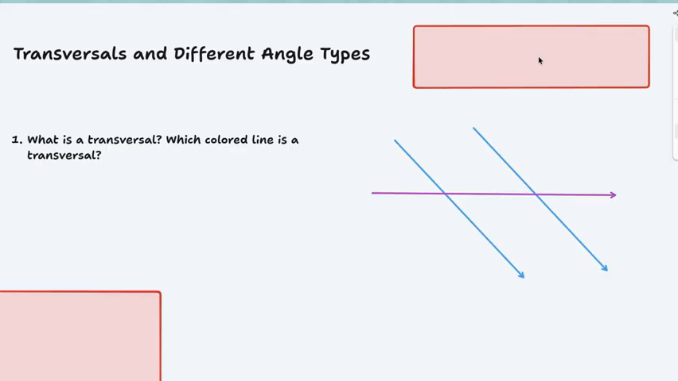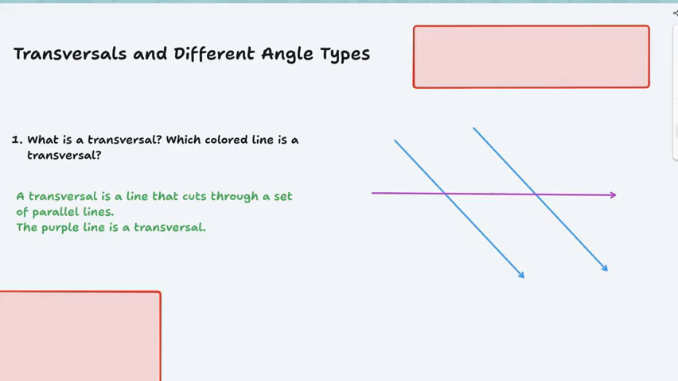So the first question is, what is a transversal? Tell me the meaning in your own words. And which colored line in this image is a transversal? So say that, think of it, and pause the video, and I'll come up with the answers.